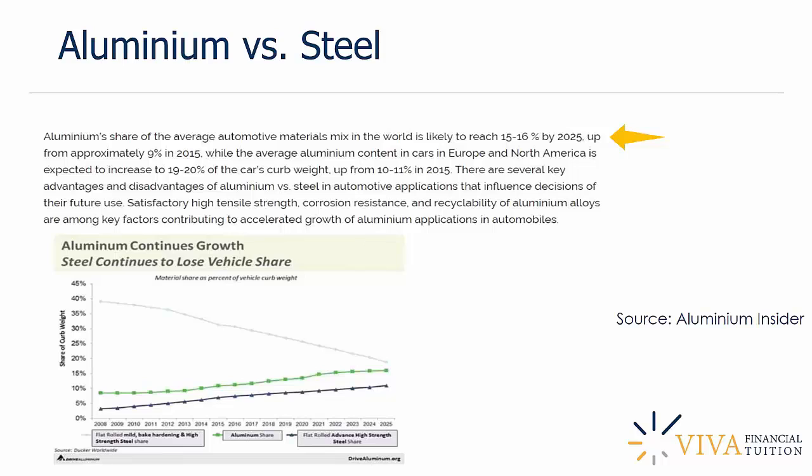So you can see here, aluminium's share of the average automotive materials mix in the world is likely to reach 15 to 16% by 2025, up from approximately 9% in 2015.